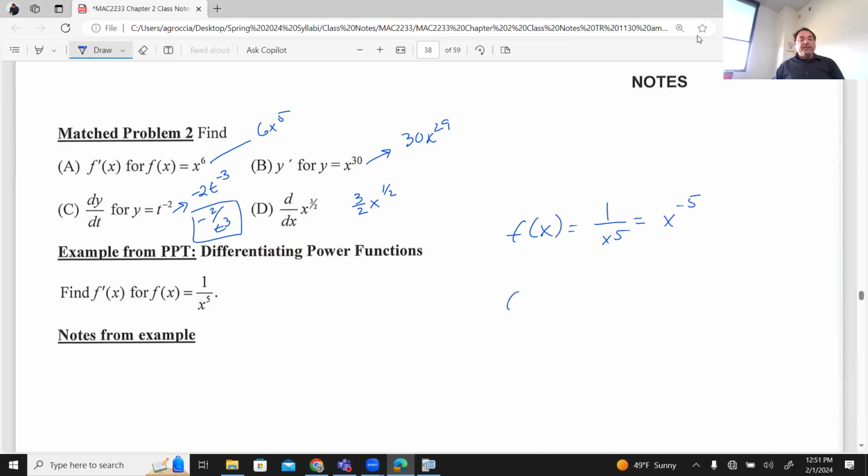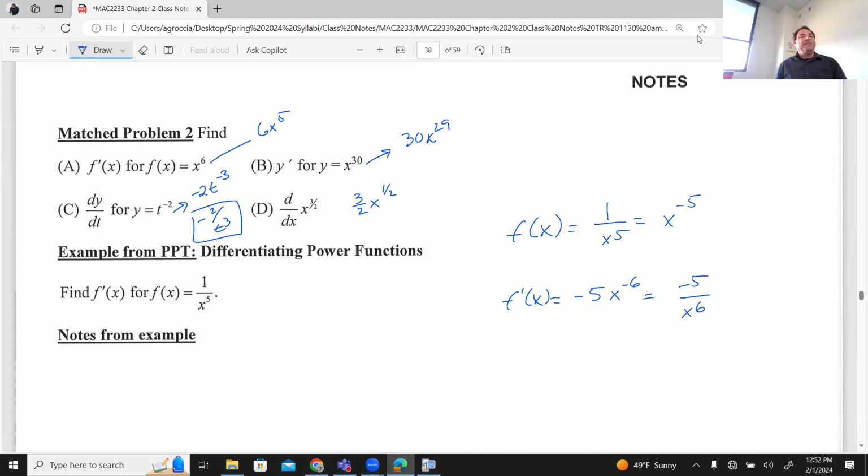Now that you rewrote it, what would be the derivative? Negative 5, x to the negative 6, which can be rewritten as negative 5 over x to the 6. Do you see that little trick of rewriting it? Do you see why I want you to learn how to rewrite it? It's going to help you when the problems get a little harder.